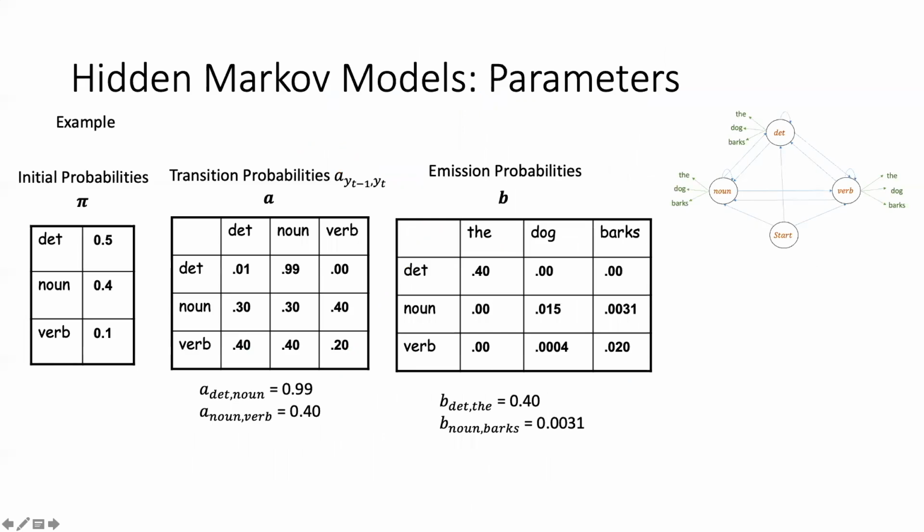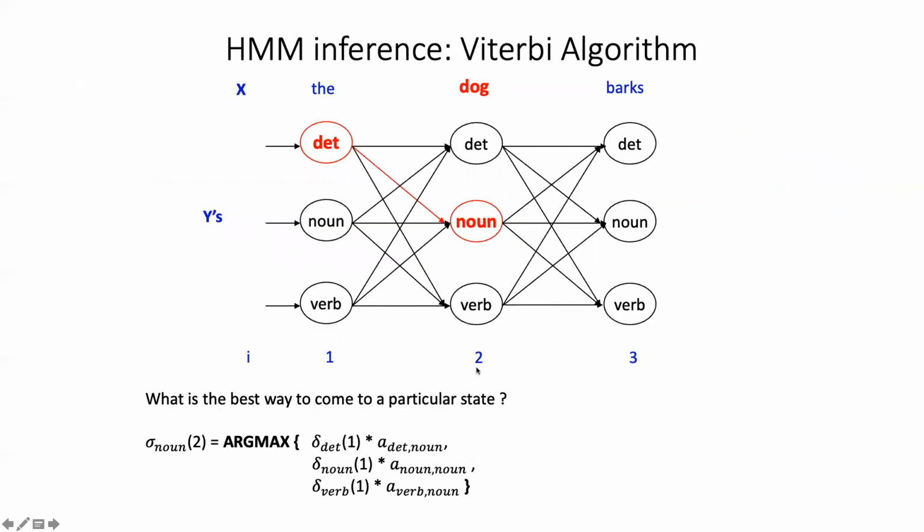Recall that the emission probability of the word the being in the state noun is 0, and also the emission probability of the word the being in the state verb is also 0. So in this expression, these two terms will become 0, and the argmax of the previous term in the back pointer tracking variable will go to determiner, since the observation probabilities of these two terms are 0.